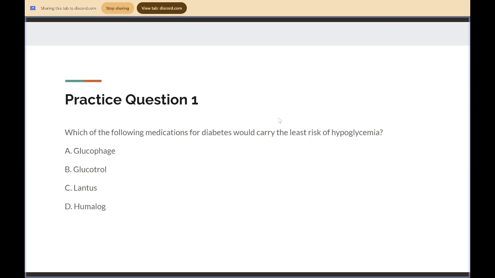So let's start with practice question 1. Which of the following medications for diabetes would carry the least risk of hypoglycemia? Choice A, Glucophage. Choice B, Glucotrol. Choice C, Lantus. And choice D, Humalog. Once you have put your answer in, please let me know what the generic is for Glucotrol. Choice B. What is the generic for choice B?